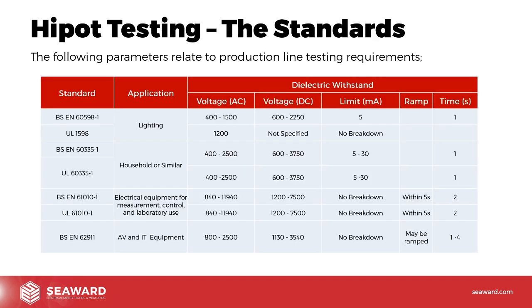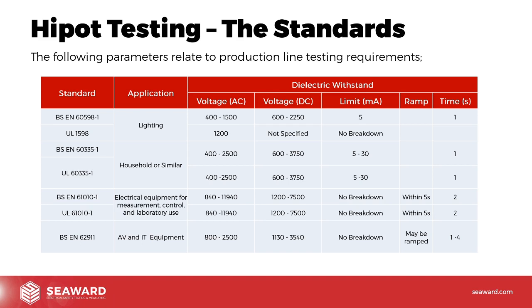So we mentioned throughout the course of today that we have some test standards that we should refer to. This table here refers to a few of the more common applications that we see within our product portfolio. So we have lighting standard, household equipment, electrical equipment for measurement, control and laboratory use, which is effectively the standard that we manufacture our test equipment to, and then production environment for AV and IT equipment. Now you can see for each of them, there is a range of voltages at which the test is performed, and it does specify both AC and DC in most circumstances.